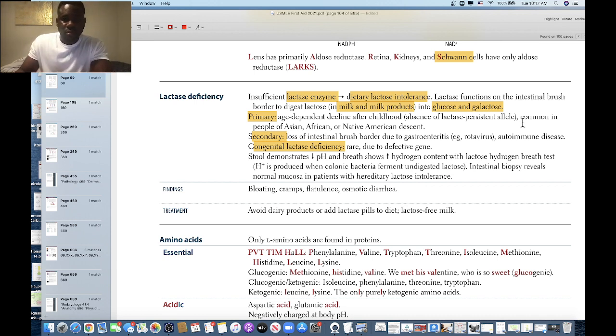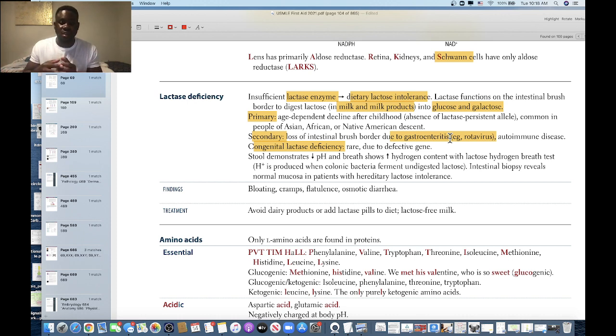And now the secondary one is loss of the intestinal brush border due to gastroenteritis. So after infection, especially rotavirus, or autoimmune diseases, we lose the lactase. It's one of the common causes. So it can present this way: somebody who had gastroenteritis or rotavirus infection some months ago, and now starts having diarrhea, can have a secondary lactase deficiency. We also have the congenital one, whereby the person was born with a deficiency.